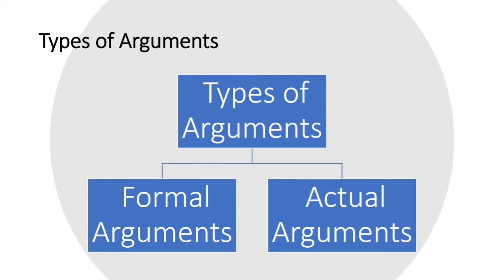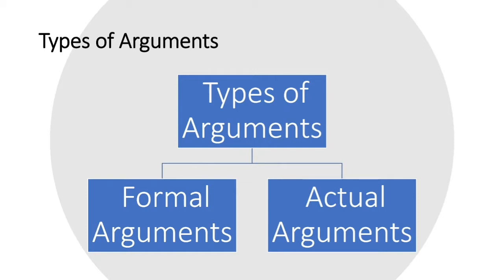So when we define a function, it may have some parameters. These parameters are useful to receive values from outside of the function. Now, these parameters can be divided into two types. The first one is your formal arguments and the second is called your actual arguments.